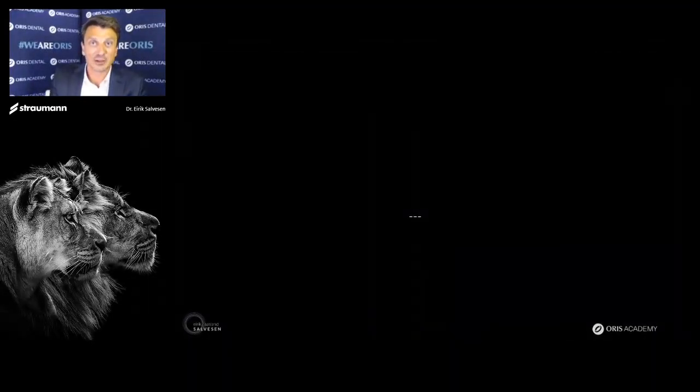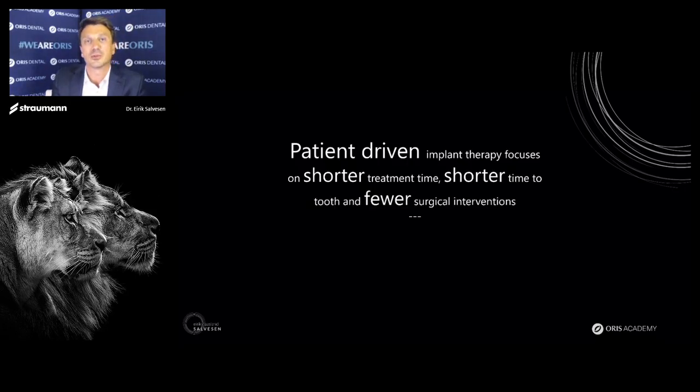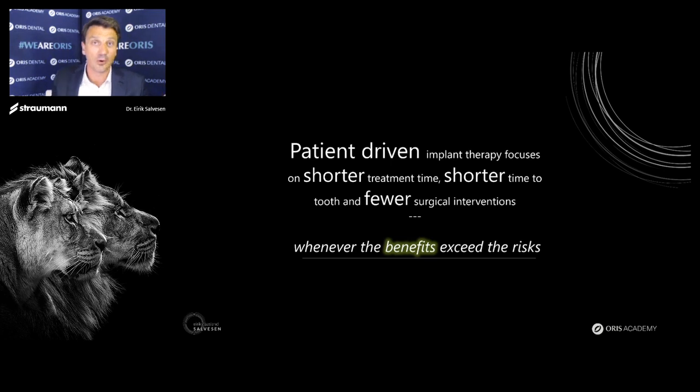So, summarizing the choices, what we do is that we're trying to be patient-oriented. That means that we try to focus on shorter treatment, shorter time to tooth, and definitely fewer surgical interventions, depending on one thing. We need the benefits to be bigger than, or exceed, the risks. So we can't do these different immediate treatments on all cases. We need to be very specific in our case selections. And that's what I hope you get from this lecture today: some hints and some knowledge on how to do your case selections.